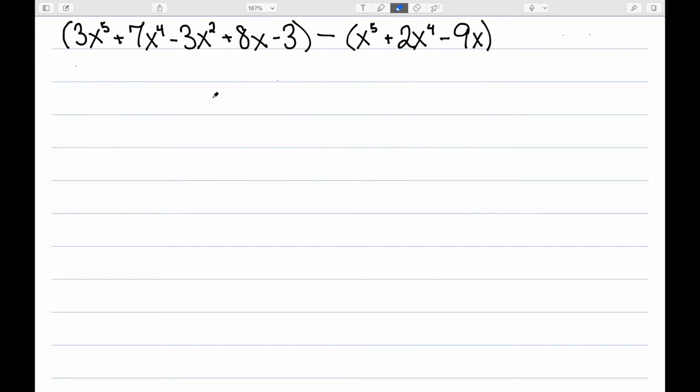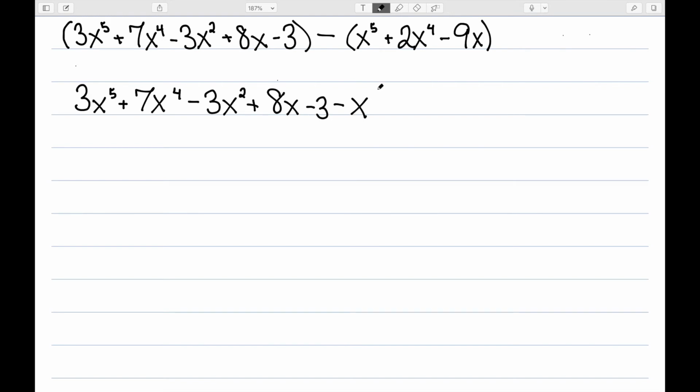I now have the same problem. I changed it slightly by making this negative. The first parenthesis is not going to change. It's going to stay exactly the way it is. However, whenever we have a negative sign in front of parentheses, we need to distribute it all the way through. So we need to change the sign all the way through that parentheses. Negative x to the fifth minus 2x to the fourth plus 9x.